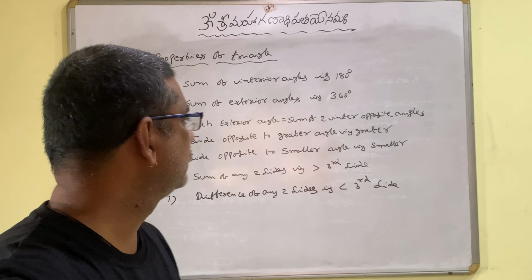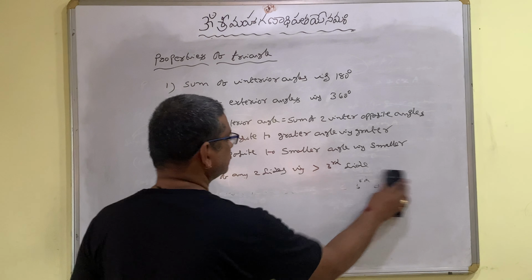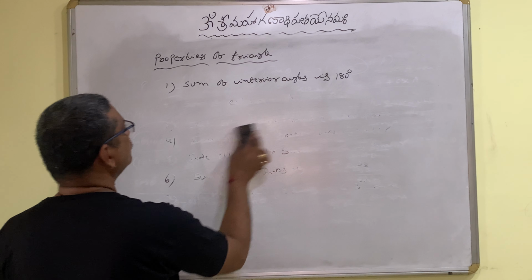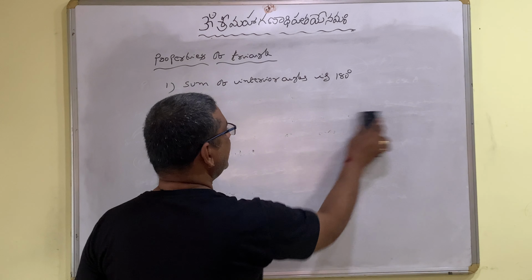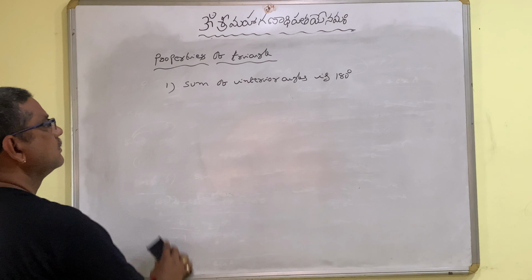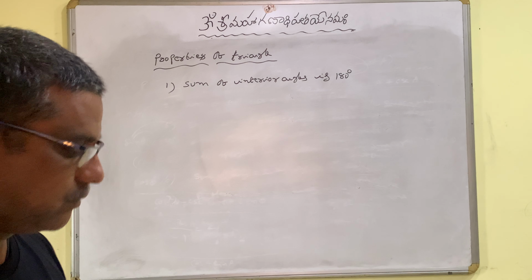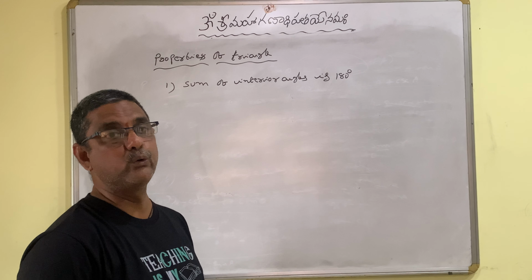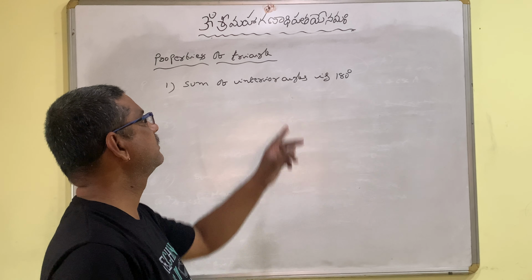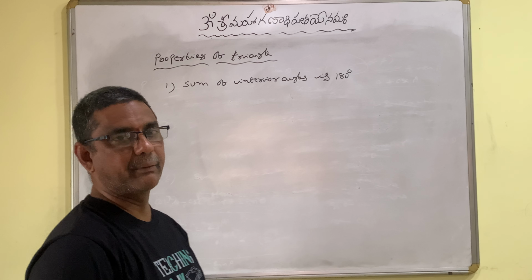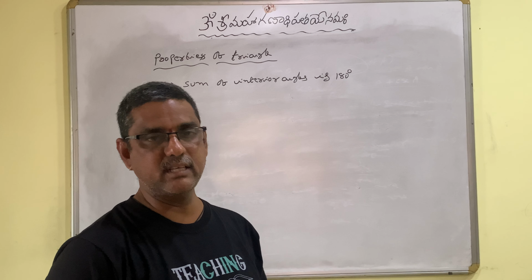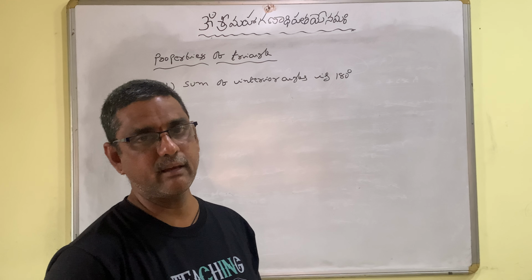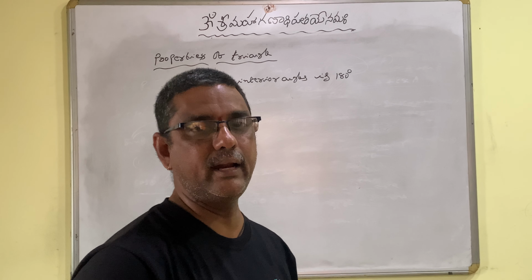Now, I am trying to prove the first property, that the sum of interior angles is equal to 180 degrees. I will arrange these 3 triangles in such a manner that you can understand on your own that the sum of interior angles is 180. The previous knowledge you must have is that the measure of a straight angle is 180 degrees.